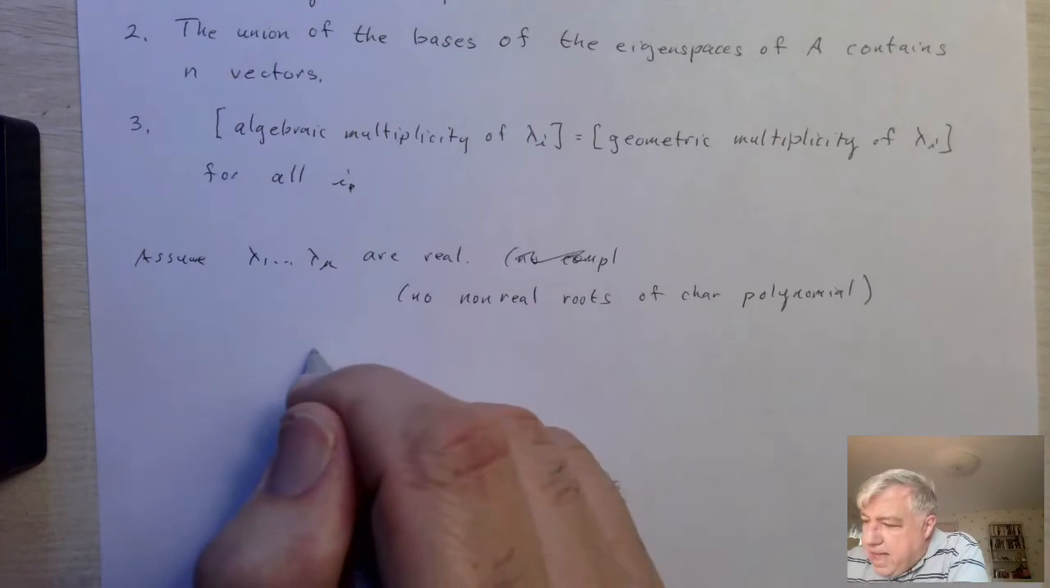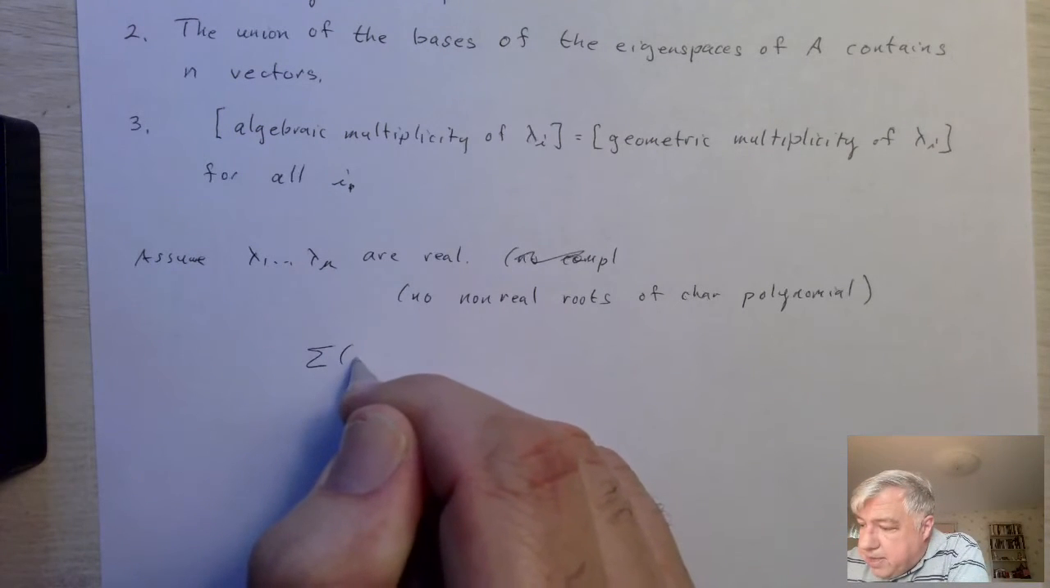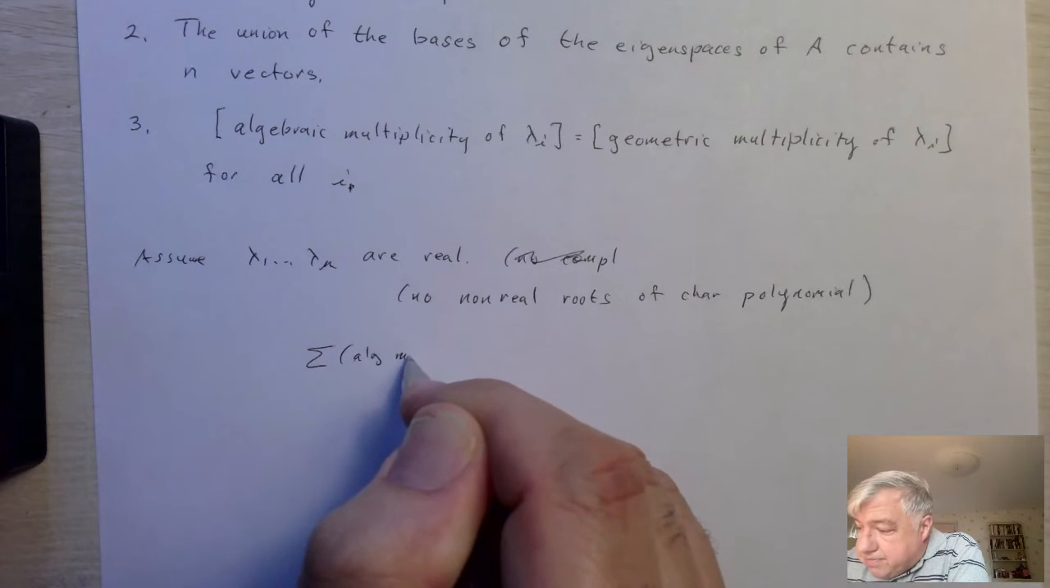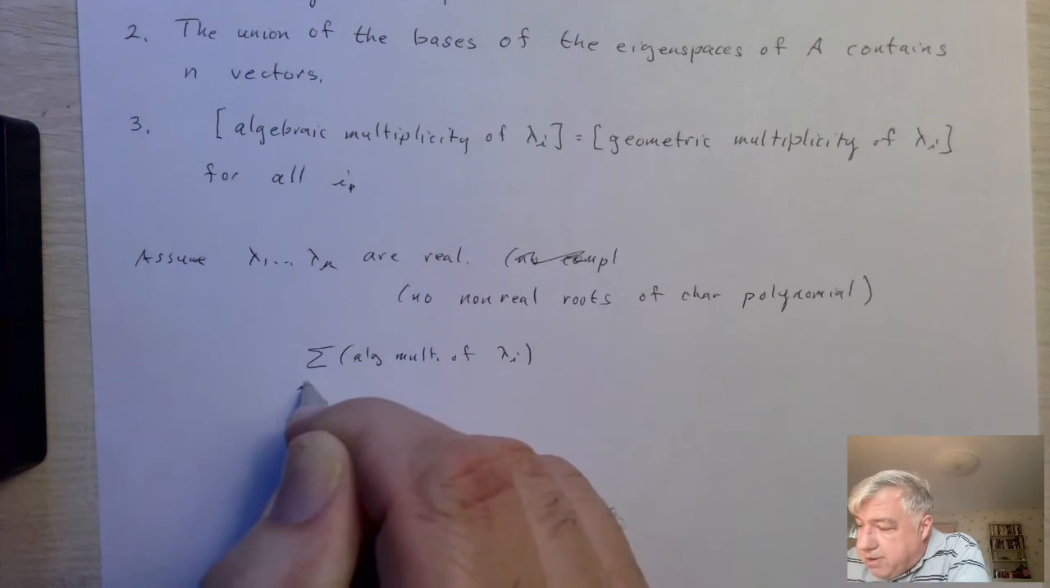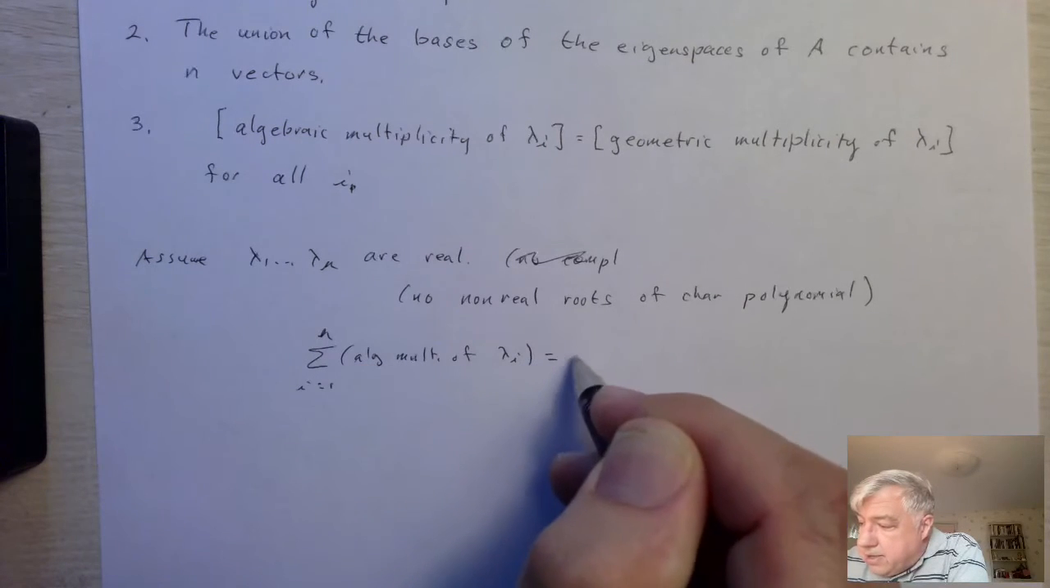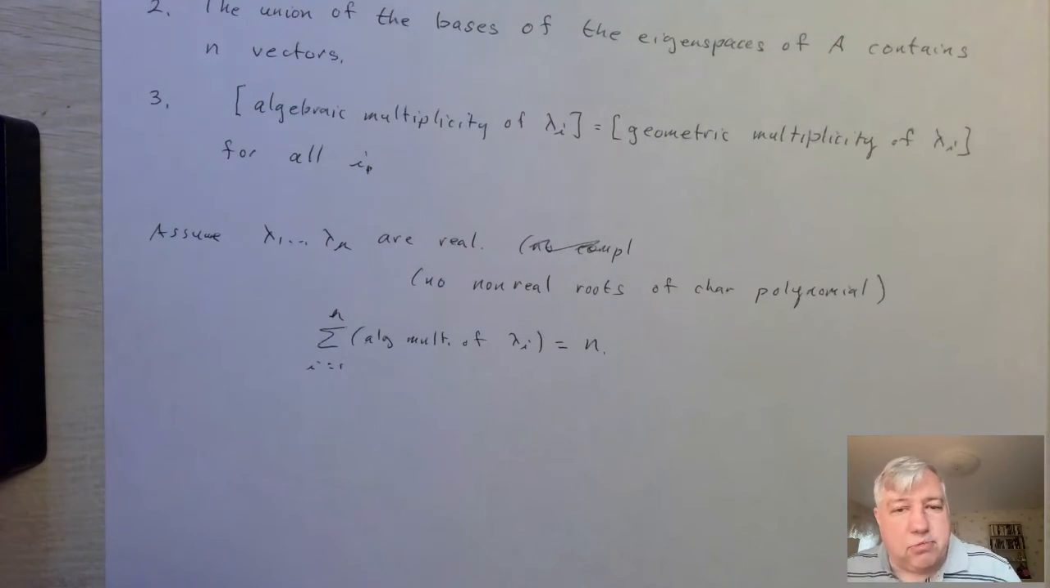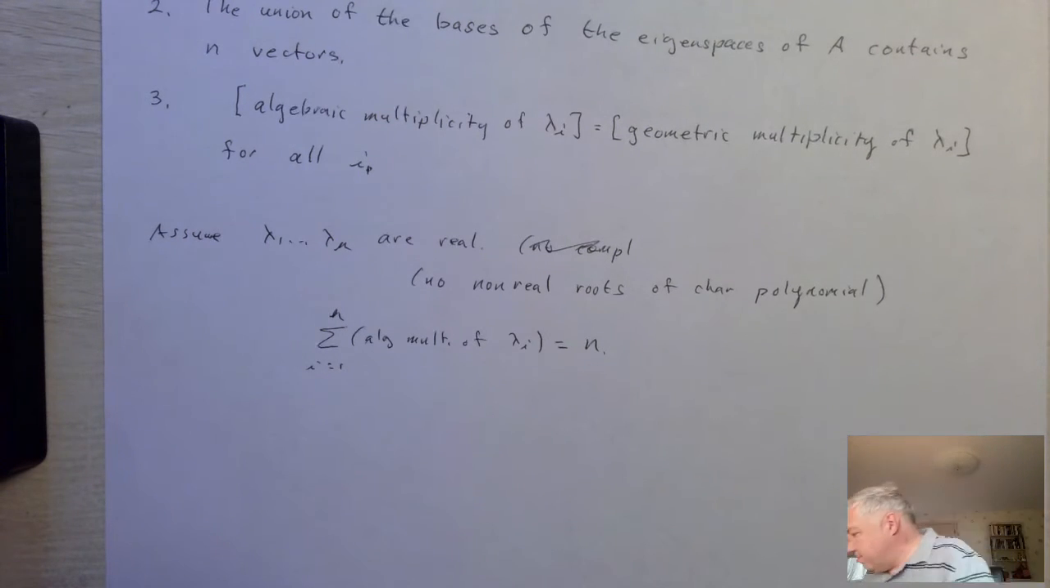You don't have much experience with complex numbers in this course, so we're going to assume that everything is real. What that means is the sum of all the algebraic multiplicities of the lambda i, with i going from 1 to k, is exactly equal to n, because n is always the degree of the characteristic polynomial, and if you add up all the multiplicities of the roots, you'll get the degree n. All right, so that's what we're going to assume. Now we're ready to go and prove this stuff.